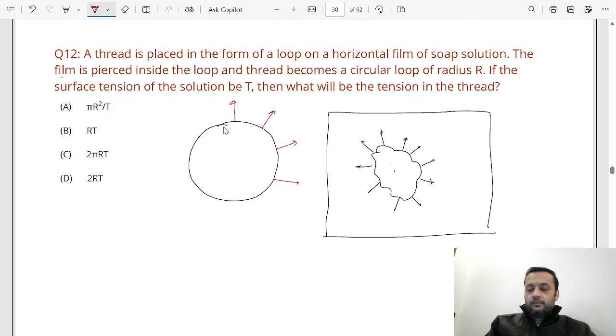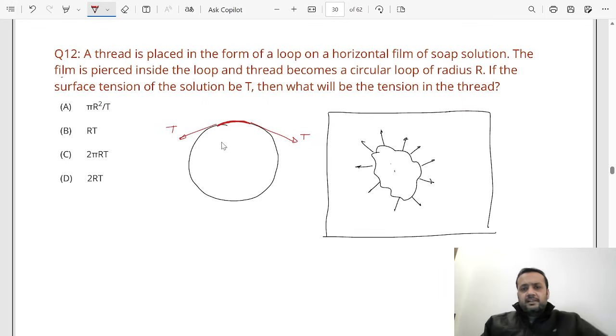Right, now the question is asking what is the tension developed in this loop. Let us consider a very small section of this thread. Let us say the tension here is T, so the tension here will also be T. Basically in the entire loop the tension will be T only. So I am considering a very small section of this loop, and let us say the center of the loop is O.